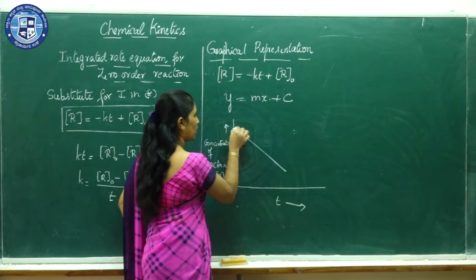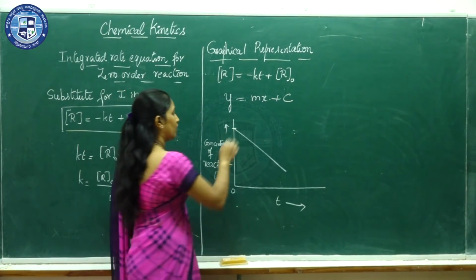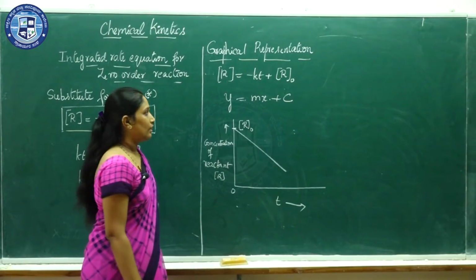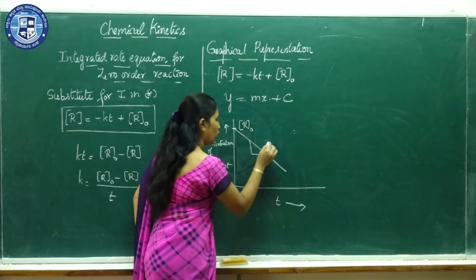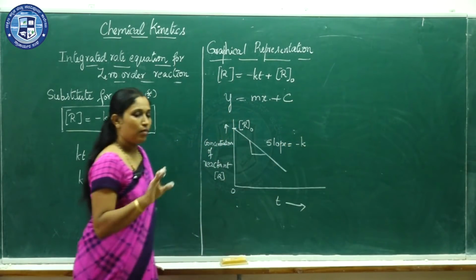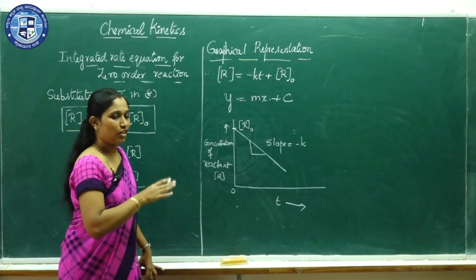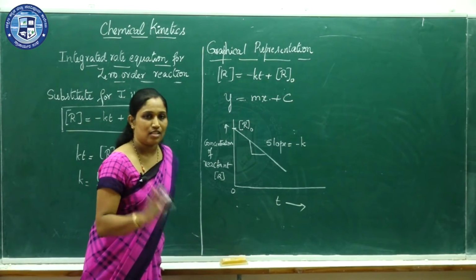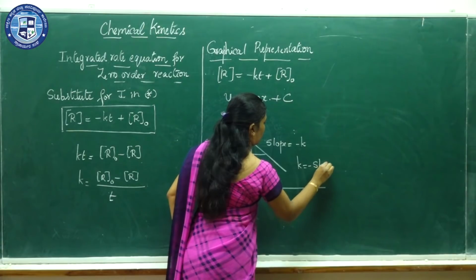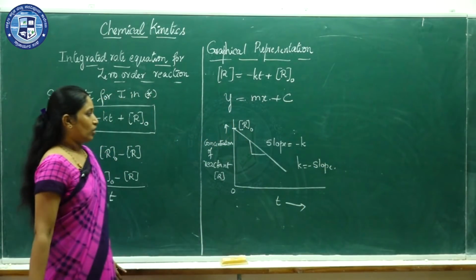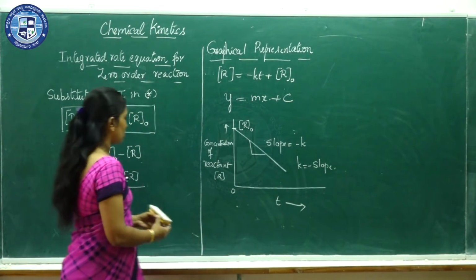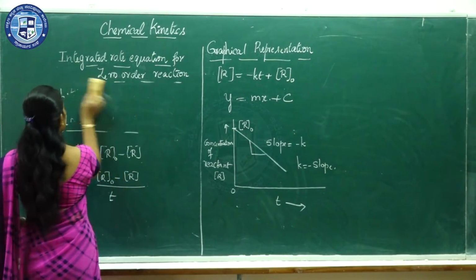And what does this intercept give you? This intercept will give you the initial concentration of the reactant. Then from the slope you can easily calculate what is K. Okay, remember always K is the rate constant of the reaction and it is never negative, it is a positive value. Okay, so you can just write it like this, K is equal to minus slope. Okay, so this is the graphical representation. Now let us discuss a few examples for the zero order reaction.